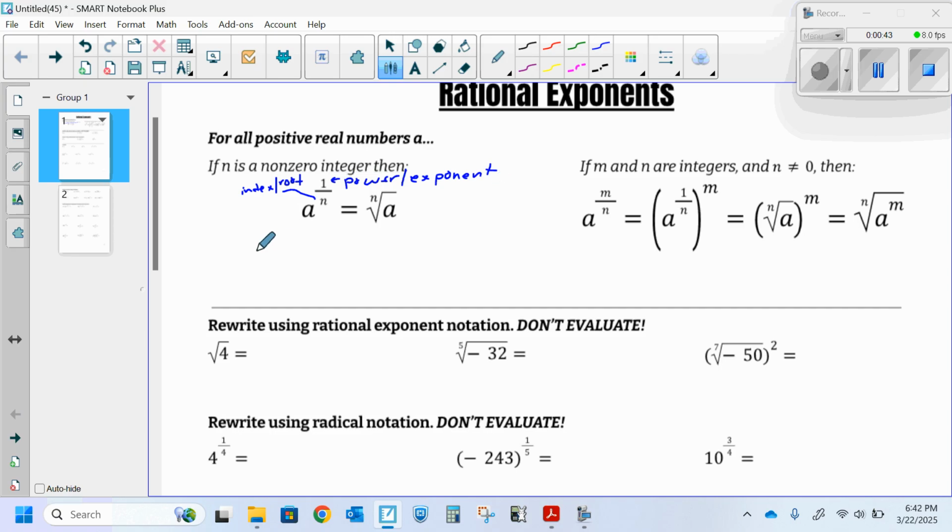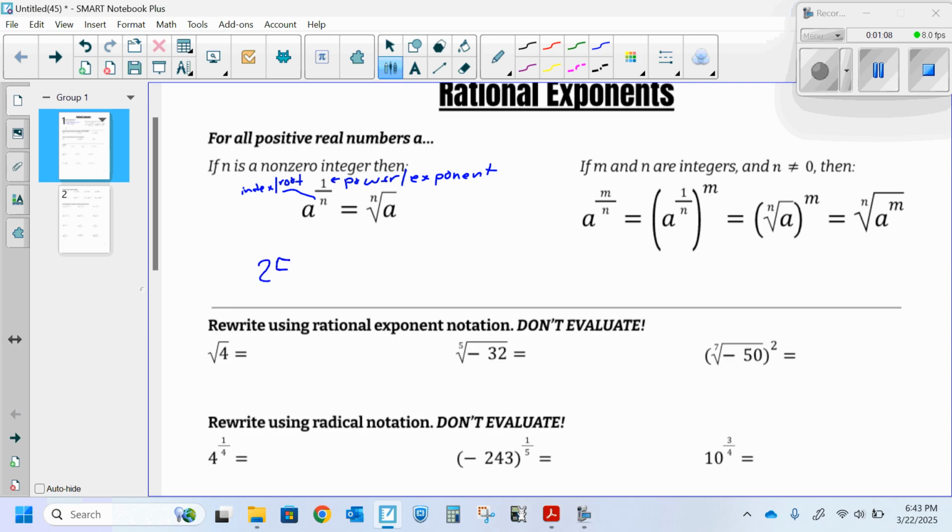Okay, so when you see a to the 1 over n, sometimes we can simplify it to a radical, but do note that our final answers need to be in the form that it was given. So if we change it to a radical and simplify it, then we have to change it back to a rational exponent, which is not the case most of the time. So anyway, let's give you an example here.